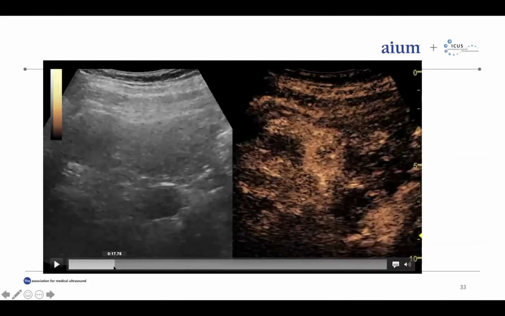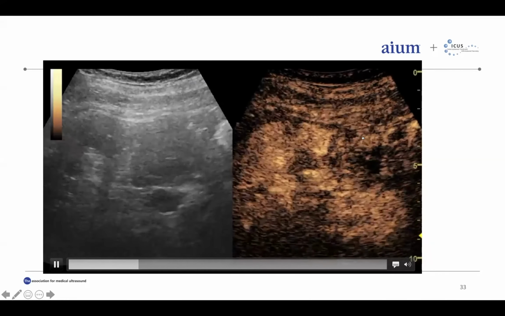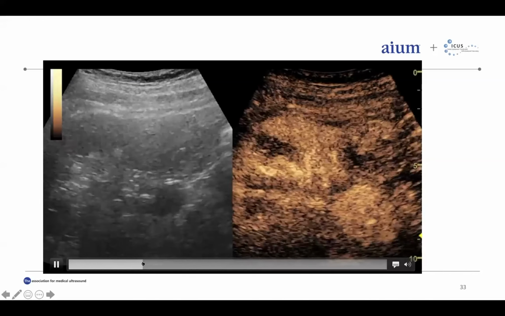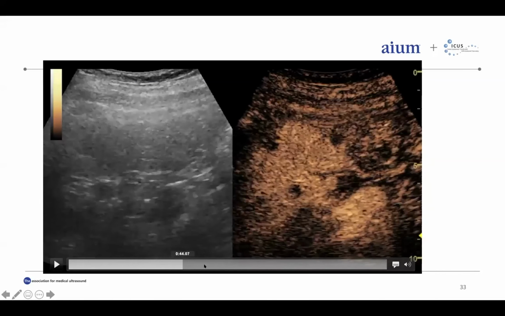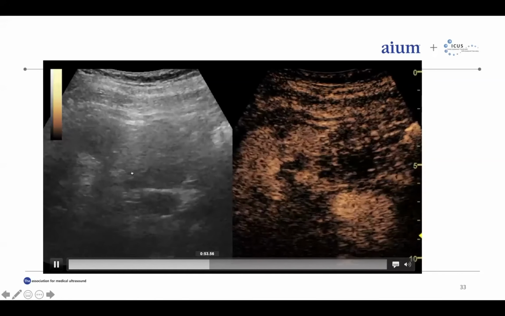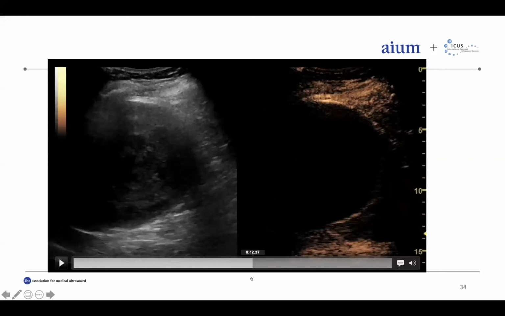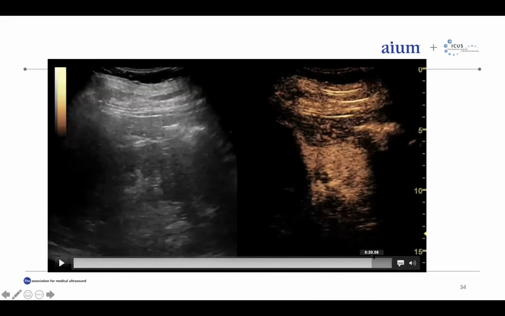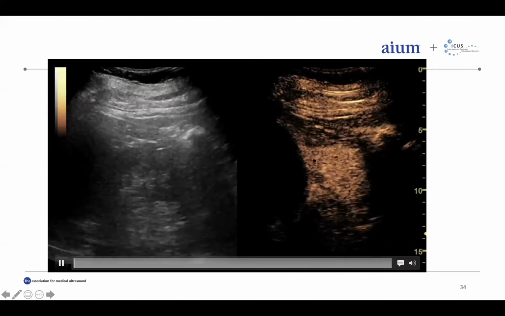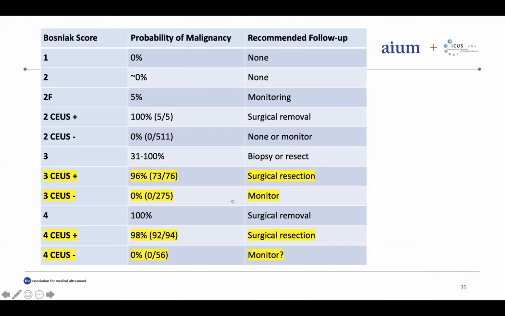You'll notice that this lesion, which is in the upper right, now shows significant enhancement with some areas that don't enhance, consistent with a tumor with necrosis, versus this lesion, which looked identical on B mode, which after contrast shows no enhancement whatsoever. And as we get to the end here, we just showed the kidney to show here's the normal kidney with enhancement, and we can see that this lesion has absolutely no enhancement.